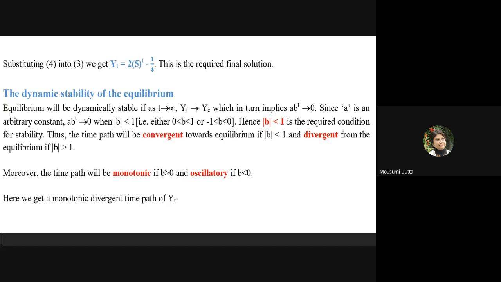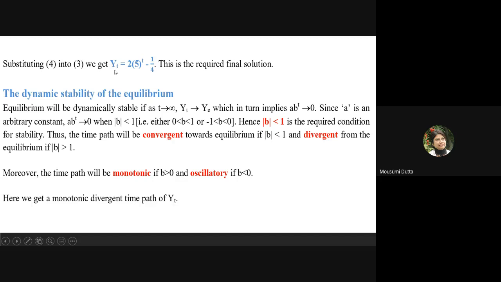So this will be the second part of the analysis. First I will cover the part to understand whether the time path is convergent or divergent, or the time path provides a dynamic stability or a dynamic instability. Now please concentrate on this equation. Yt is equal to 2 into 5 to the power t minus 1 by 4. Now if you can remember, this minus 1 by 4 is nothing but ye value. Everybody can remember this is ye? Yes, ma'am. Okay, fantastic.